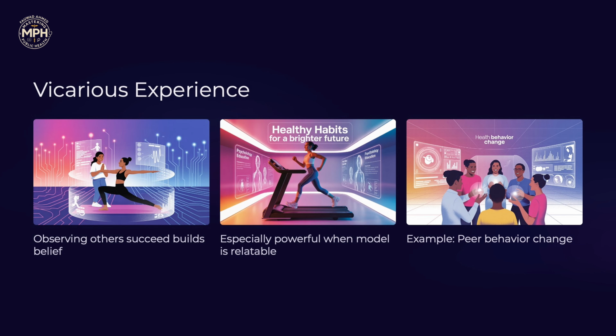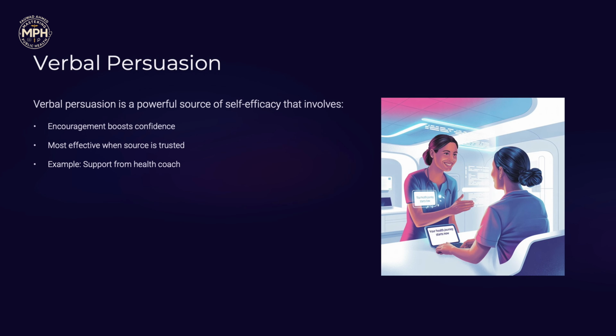The second source is vicarious experience. This happens when we observe someone else performing a behavior. Seeing someone like us succeed gives us the confidence that we can do it too. For example, watching a peer manage their anxiety through meditation may inspire us to try it ourselves. The third source is verbal persuasion. Words of encouragement or support from others can boost self-efficacy. This is especially effective when the person giving feedback is credible or trusted. A health coach saying, "You've got this," can mean a lot if it's backed by realistic strategies.